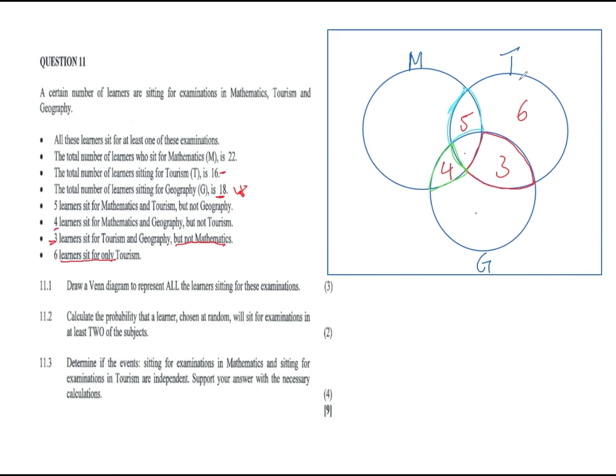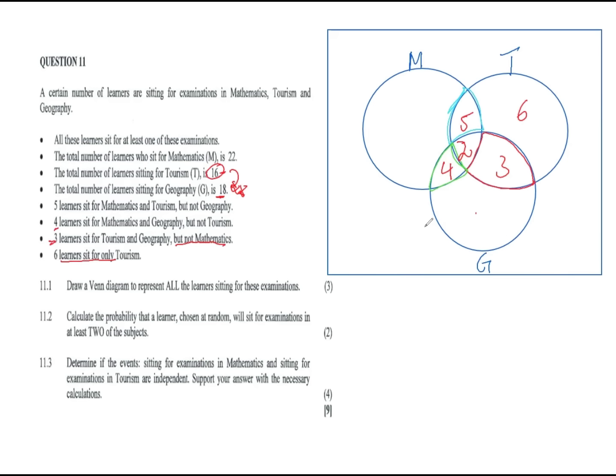So 16, that means this whole circle here must add up to 16. Now we have 5 plus 6, which is 11, and then plus 3, which is 14. So that means right here we must have what? 2. So that all of this makes up 16. Now, which means we can come back to this one. So all of this must make up 18. So we have 4 plus 2, which is 6, then plus 3, which is 9.